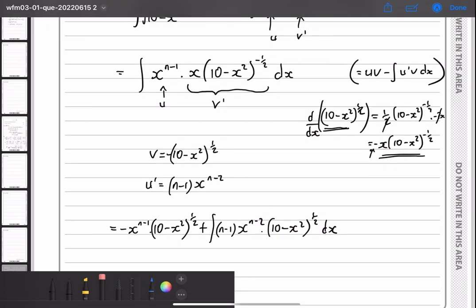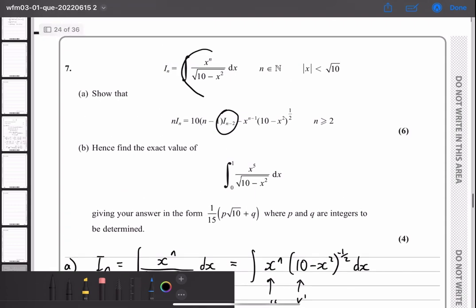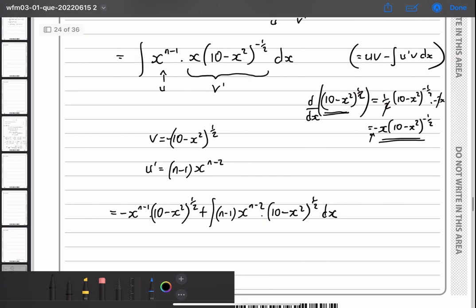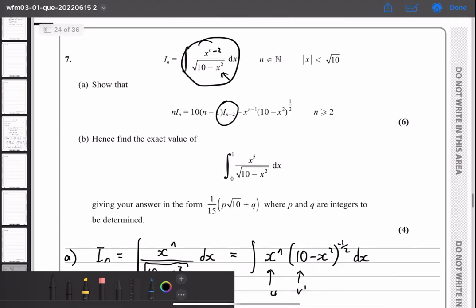That's fine if that stays. That's okay. But to have this I minus n minus 2 bit, I need the integral of basically what we started with, but with a minus 2 in the power there with the n. And I don't have that yet because I've got a power half here, not minus a half, which is what makes this in the denominator. So I can't change this to I n minus 2 just yet. I still have more manipulation to go.